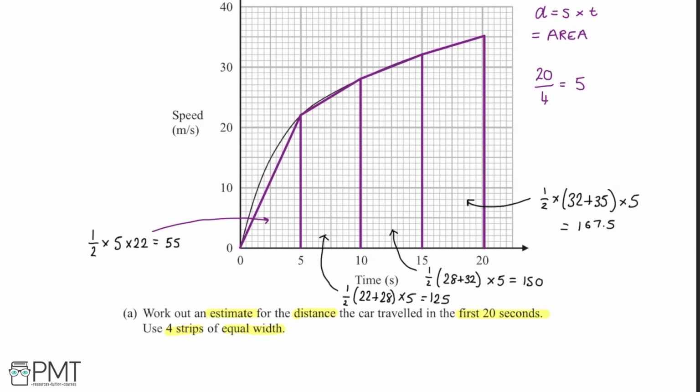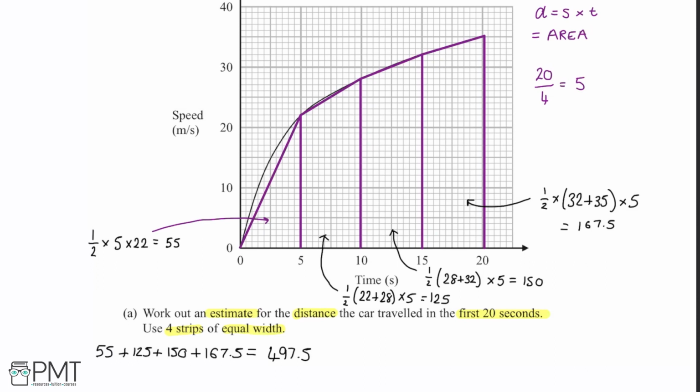Now, estimating the distance, we just need to find the sum of all of these strips that we've calculated. So 55 plus 125 plus 150 plus 167.5. If we just put that into the calculator, 55 plus 125 plus 150 plus 167.5 gives us 497.5.